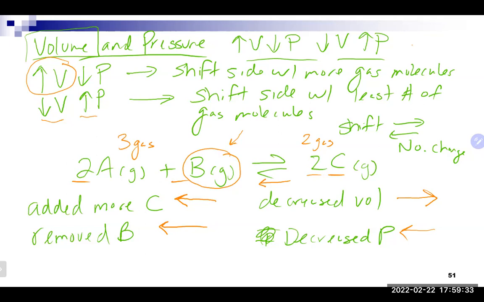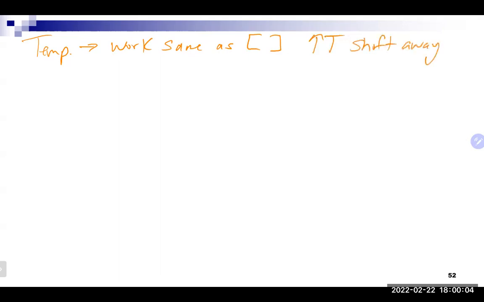So that is volume and pressure. That is concentration. That leaves us, I think, temperature to talk about in terms of Le Chatelier's principle. So let's talk a little bit about temperature. Temperature works the same way as concentration. And because it works the same way as concentration, that means if we increase the temperature, it will shift away, just like concentration. And if we decrease the temperature, it will shift towards the side.